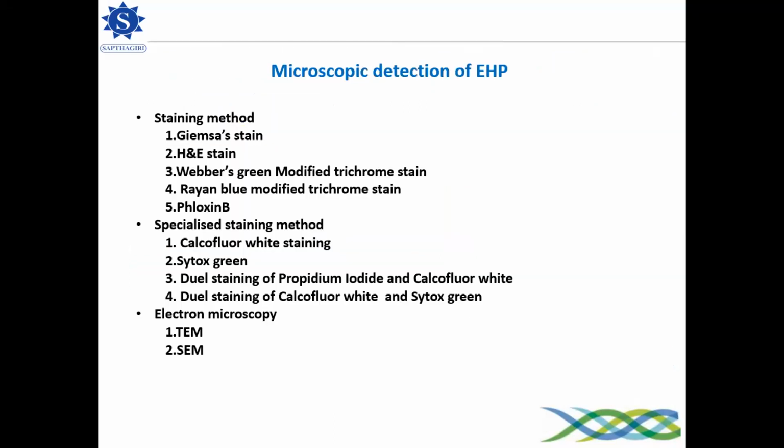Coming to detection of EHP, there are different staining methods that can be used, like Giemsa stain, H&E stain, hematoxylin, Weber modified trichrome stain, Ryan blue trichrome stain, phloxine B, and some specialized staining methods like calcofluor white staining, SYTOX stain, propidium iodide, and calcofluor white stain to identify the viability of the spores, and electron microscopy, TEM and SEM.